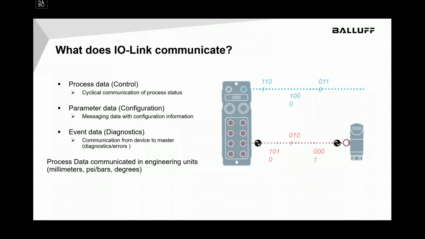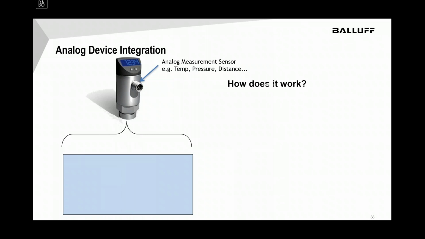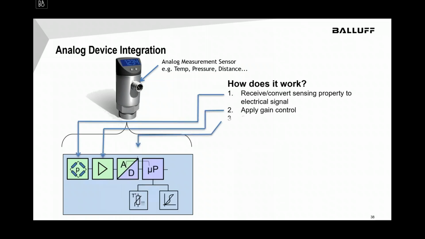So the other advantage you have here is with that process data is communicating actual engineering units versus 4 to 20 milliamp signal that needs to be scaled. And we can take a quick look at analog devices. So typically when we have these analog devices, you have some piezoelectrics, some amplifiers, and this is when the signal is purely in analog form.